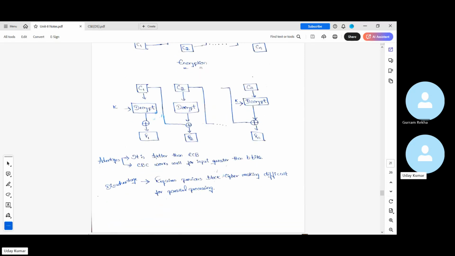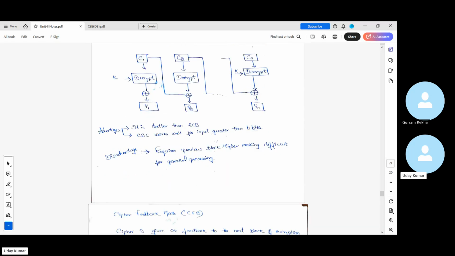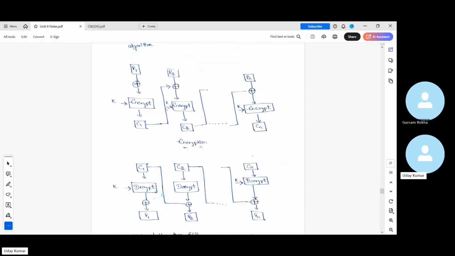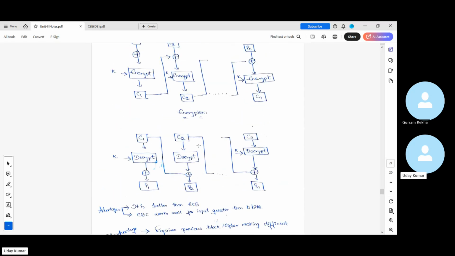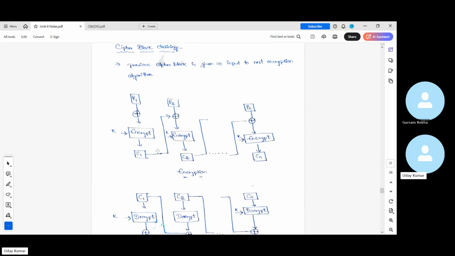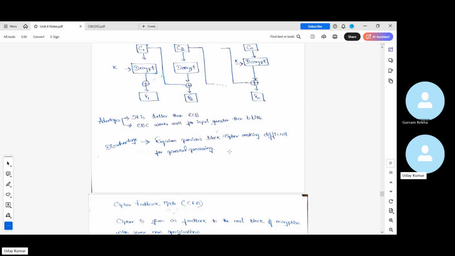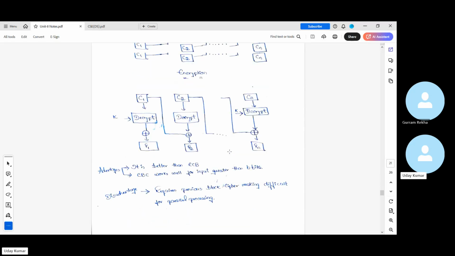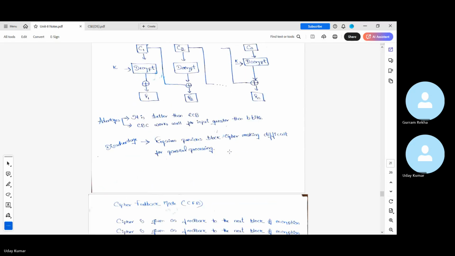So it is better than the previous one, ECB. CBC works well with input greater than the block bits, and this is very difficult for parallel processing. That's a disadvantage. The very basic nature of this is that we cannot perform parallel processing, and that is made the disadvantage here. You cannot do fast processing, students.